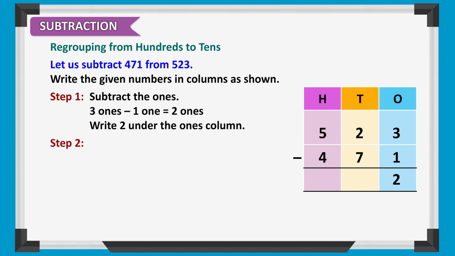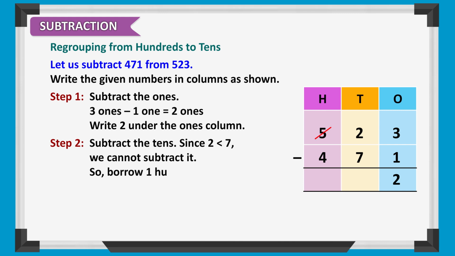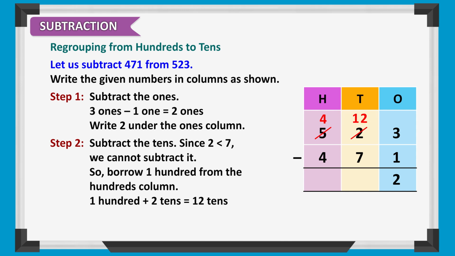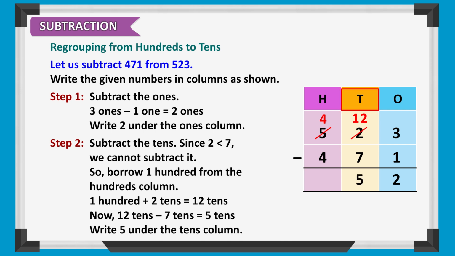Step 2. Subtract the tens. Since 2 is smaller than 7, we cannot subtract it. So, borrow 100 from the hundreds column. 100 plus 2 tens is equal to 12 tens. Now, 12 tens minus 7 tens is equal to 5 tens. Write 5 under the tens column.